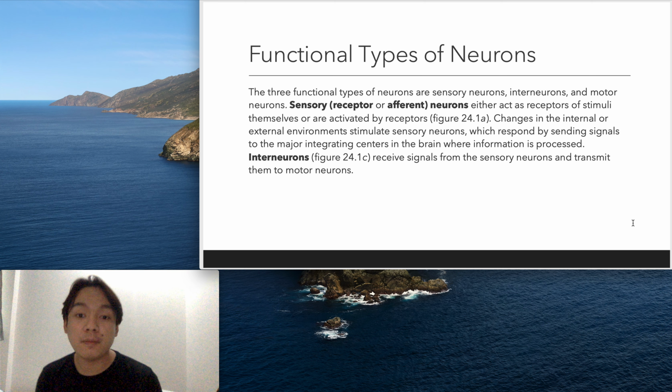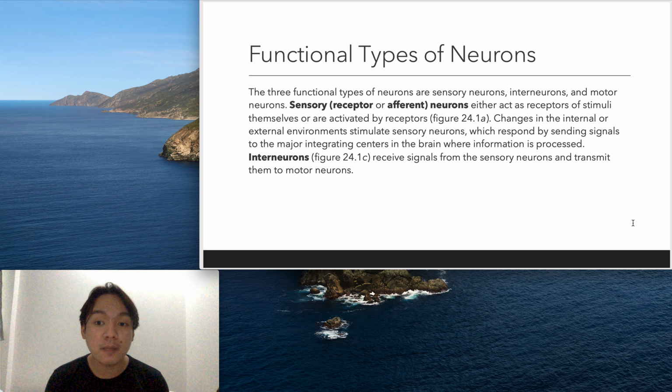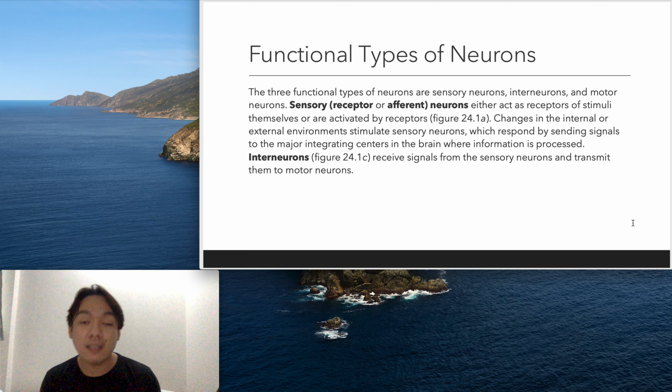Sensory receptors or afferent neurons act as receptors of stimuli themselves. If there are internal or external changes that stimulate sensory neurons, they send signals to the brain where the information is processed. So these are basically coming from your senses: your vision, olfactory, gustatory, tactile, and auditory. These are your sensory neurons.